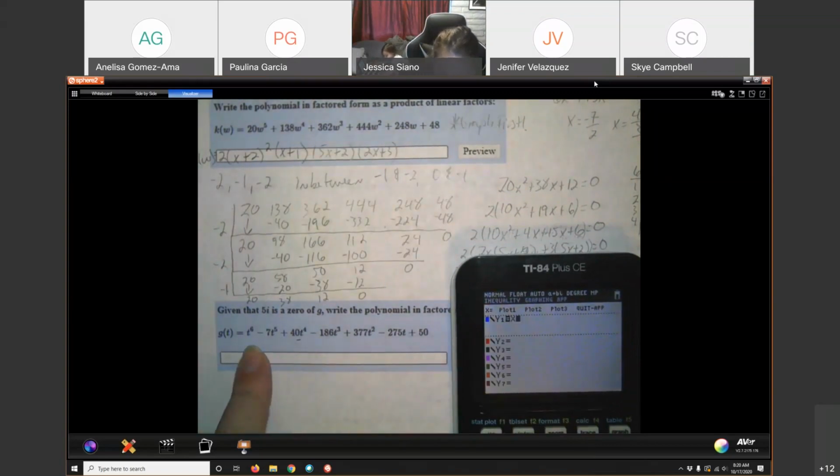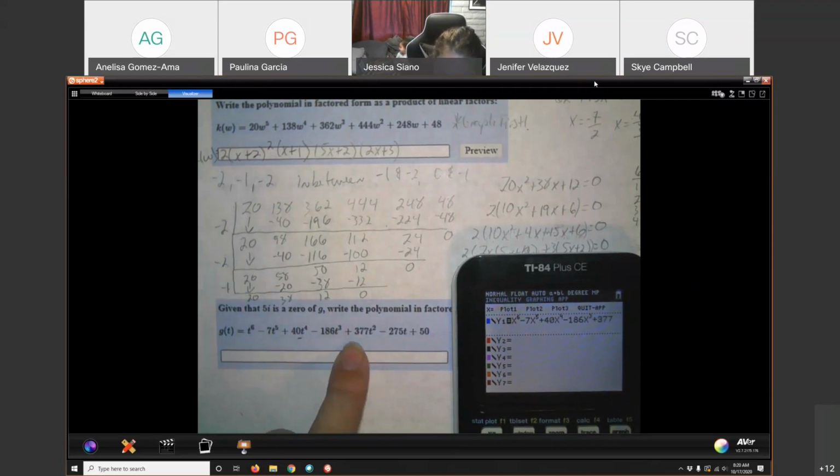So x to the 6th minus 7x to the 5th plus 40x to the fourth minus 186x to the third plus 377x to the second minus 275x plus 50. I'm just in the habit of double checking these because of how often I put them in wrong. Okay.